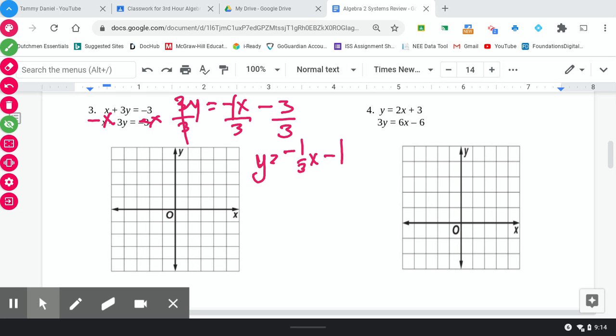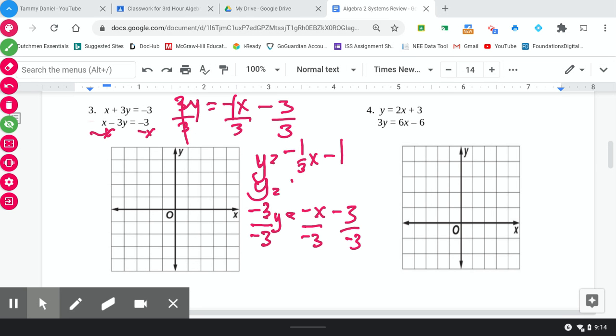Then the second equation, we're going to need to again move that x over. So we subtract x from both sides and we get negative 3y equals negative x minus 3. This time we divide by a negative 3. Negative 3 and a negative 3. So when we do that, it leaves us with y equals positive 1/3 x, because a negative over negative is a positive, right? And then a negative over negative here also gives us a positive.